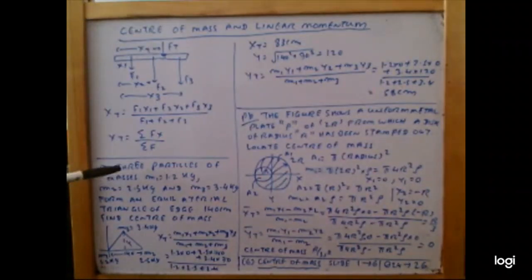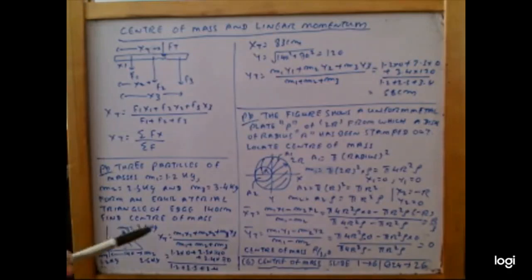With this problem, a three-particle set of masses: M1 is 1/2 kilogram, M2 is 2/5 kilogram, and M3 is 3/4 kilogram form an equilateral triangle of side 140 centimeter. Find the center of the mass. M1 is 1/2 and M2 is 2/5. So this is 140. M3 is 3/4.